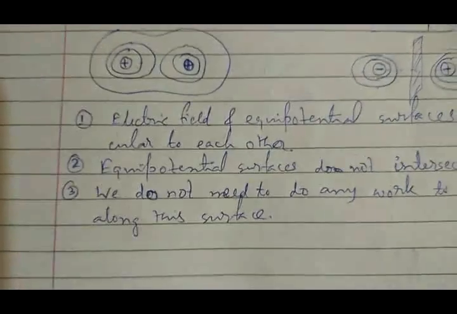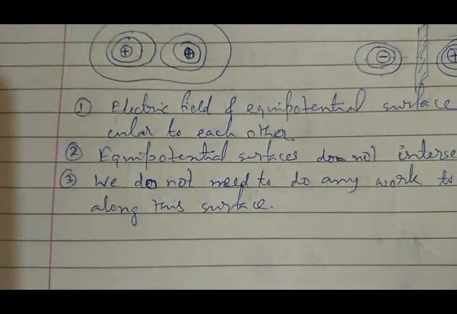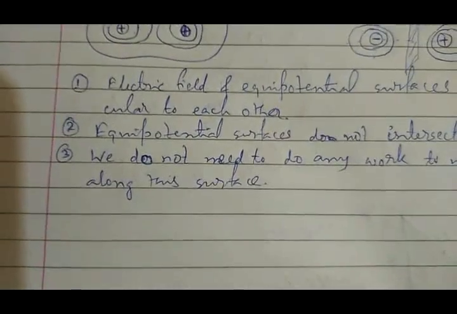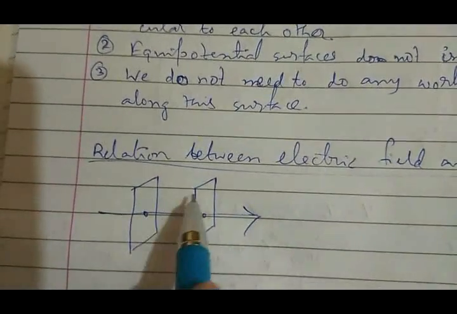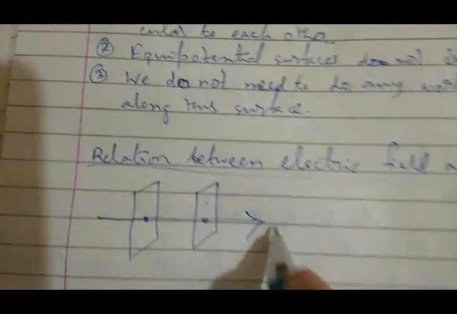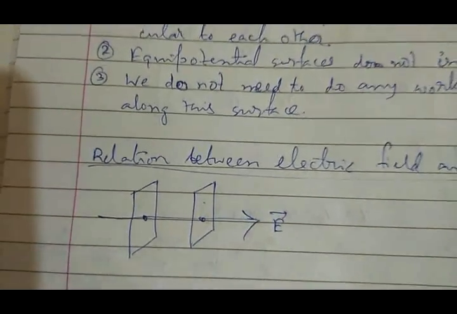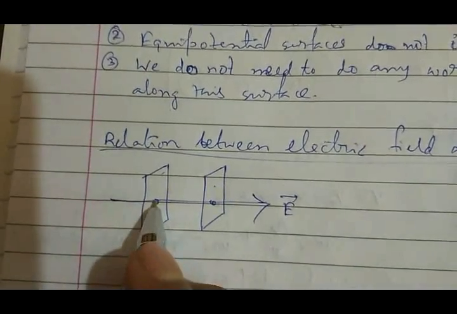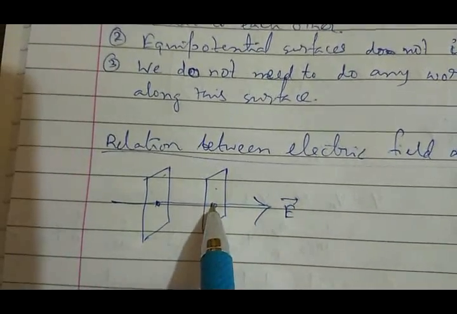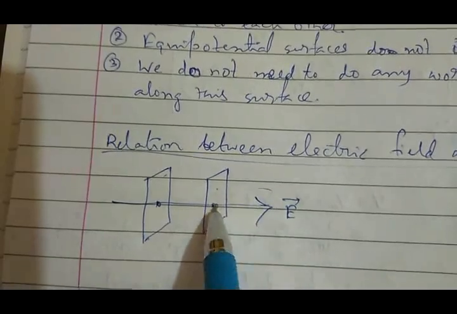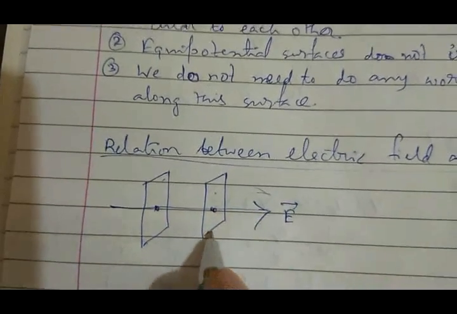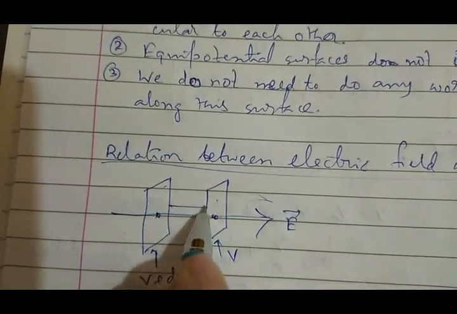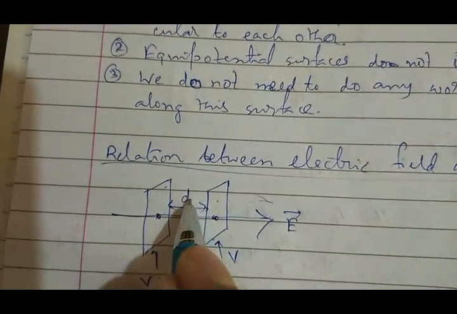Now let us find out how electric field and potential difference are related to each other. For that, we will consider two equipotential surfaces separated by a small distance. So consider two equipotential surfaces and two points on them. Say the electric field is in this direction, from left to right. It is obvious that the potential at this point will be more than that, since we will have to do more work in bringing a unit positive charge from here to here. So say the potential at this point is V, and here it is V plus dV, and the distance between the two planes is say dl.